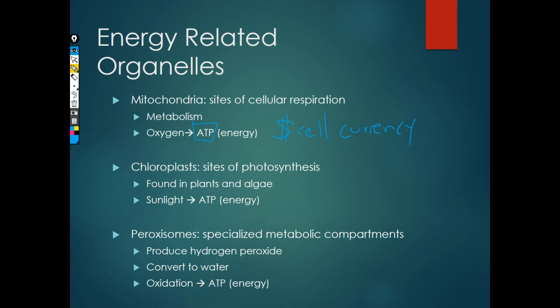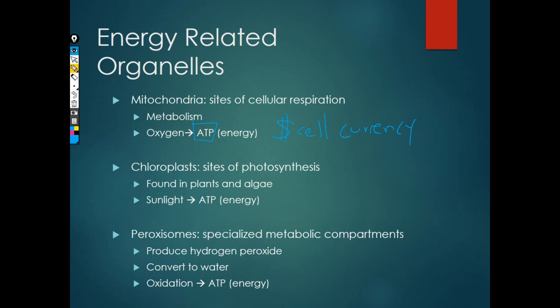Chloroplasts are also another big one. Plant exclusive, of course. And these are using sunlight as a major process to create that same ATP, this cellular currency. Used for the same processes, just how you're getting to that point is a little different. We're going to talk about those first two in a little more detail in a hot second. So instead, I'm going to take a minute here to talk about peroxisomes.